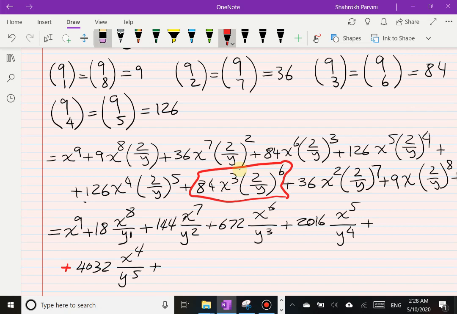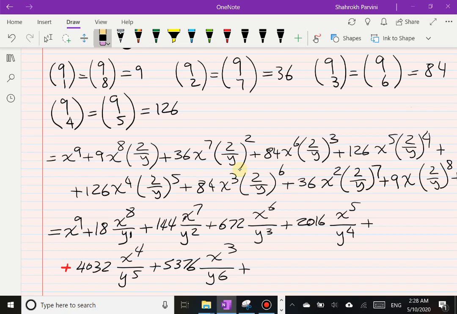Now we're looking at this term. Okay. In this term, we have 2 to the 6th power. 2 to the 6th power is 64 times 84. That's 5376. 5376. X is going to be cubed. Y is going to be to the 6th, plus.